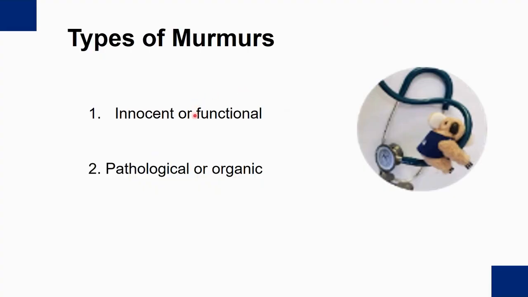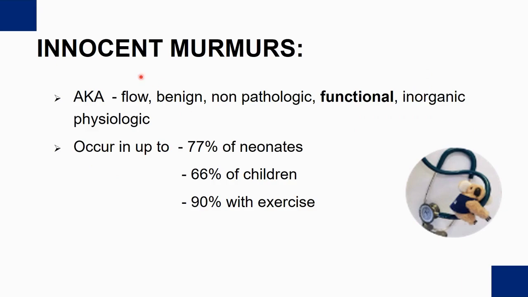Now come to the types of murmur which you can see in children. One is the innocent or functional murmur, and number two is the pathological or organic murmur. Let's see what an innocent murmur is. This is also known as flow, benign, non-pathological, functional, inorganic or physiological murmur.